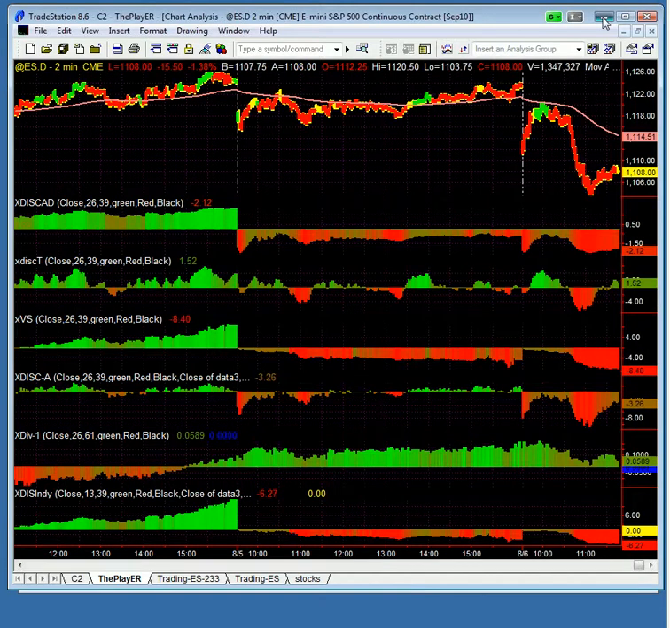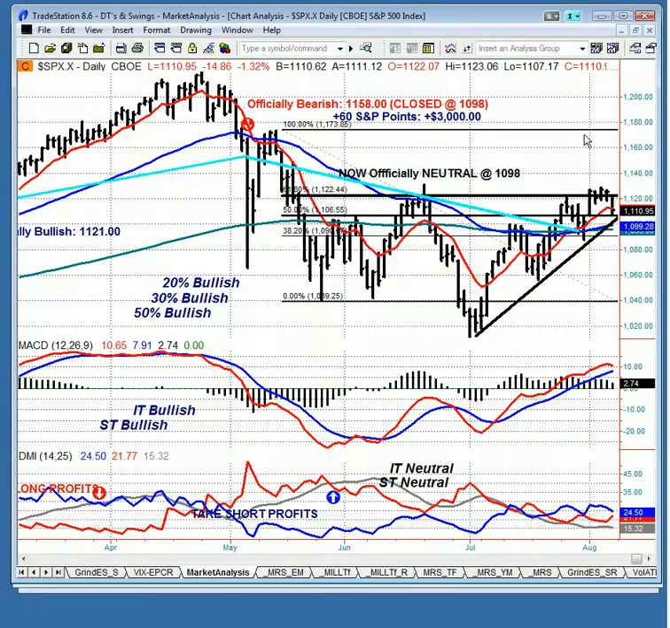Actually, we'll go ahead and just minimize that. Here's a chart of the daily S&P 500 market, and we would certainly be bullish right now. We would have been bullish probably around 1100. We're at 1110 right now. We went back to neutral.